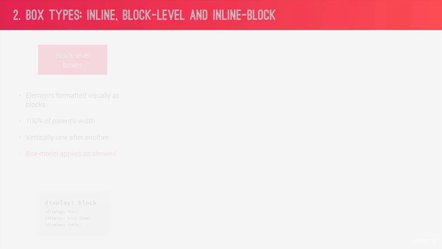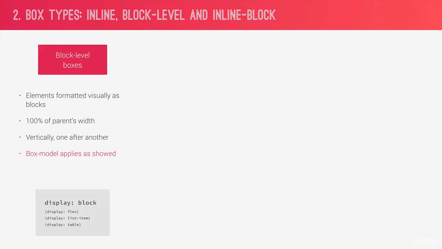Now, first off, the type of a box is always defined by the display property, which I'm sure you know already. So in the case of the block level element, the display property is usually set to block. But please note that the values flex for flexbox layout, list item, and table also produce block level boxes. Now, all HTML elements have a default display property, and elements such as paragraphs or divs, which are usually formatted visually as blocks, have their display property set to block by default. We can always, of course, change this property manually, which can be very useful in some cases.